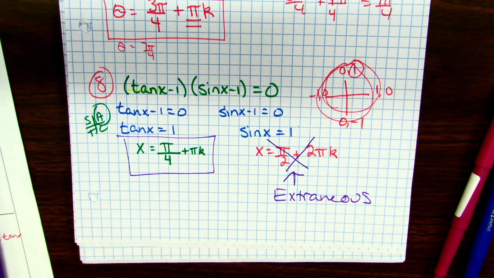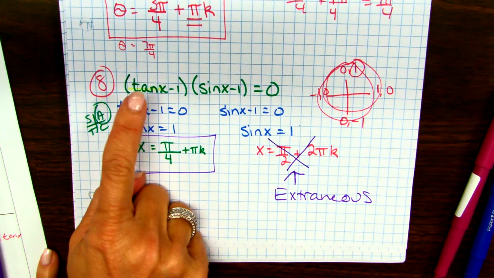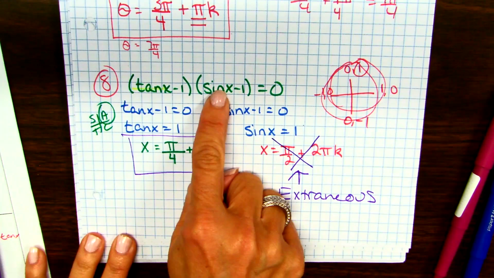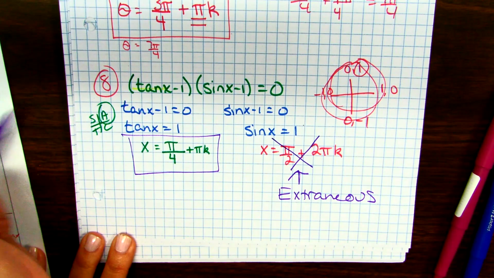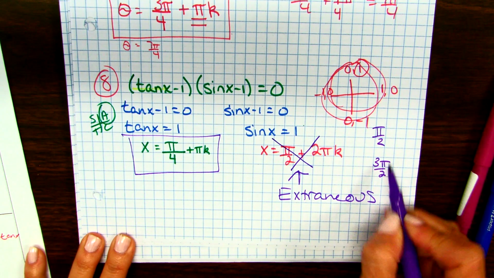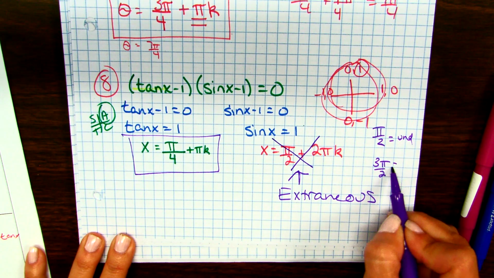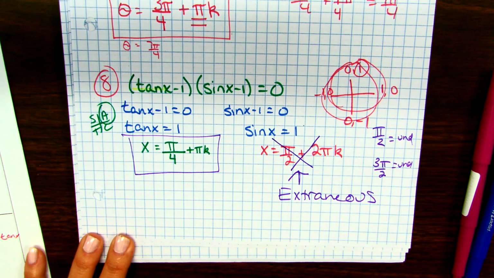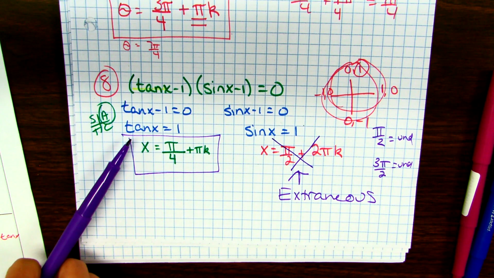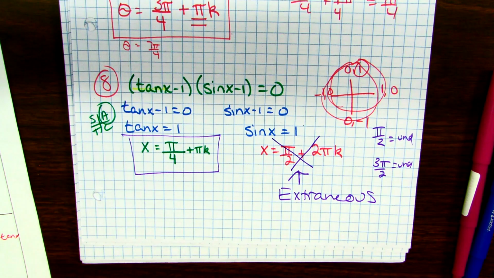And anytime you have tan hanging out with somebody else, and that somebody else has an answer of pi over 2 or 3 pi over 2, right? Tan is undefined at the top and the bottom because you get a 0 in your denominator. It's considered extraneous because you cannot have a pi over 2 for tan because it's undefined. There's an asymptote there. You know that. So it's not allowed to be in the answer.